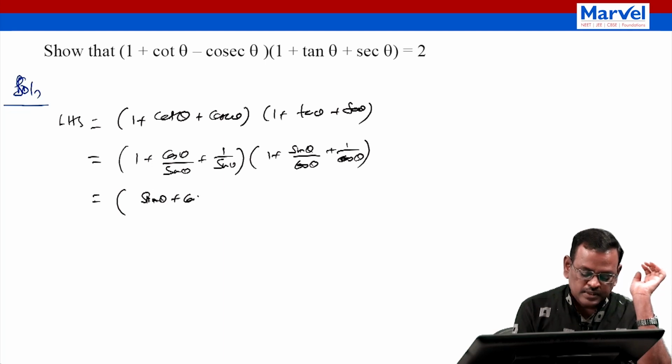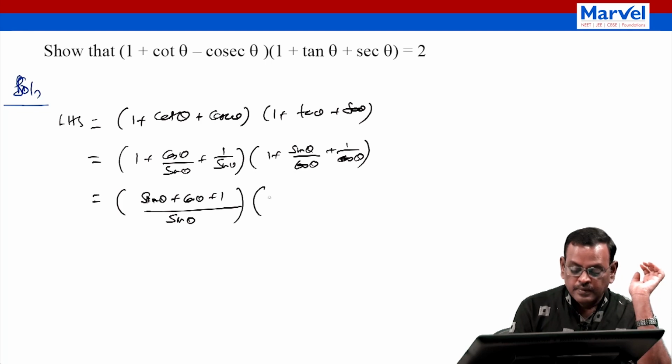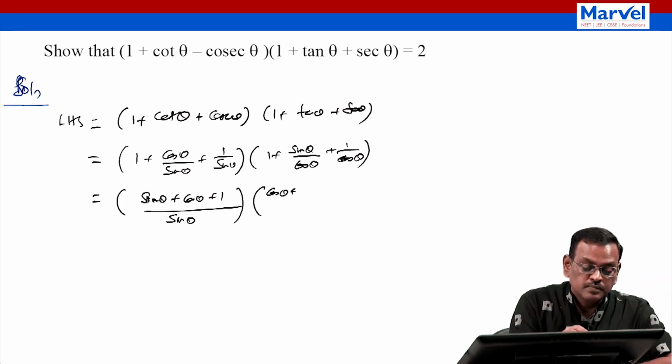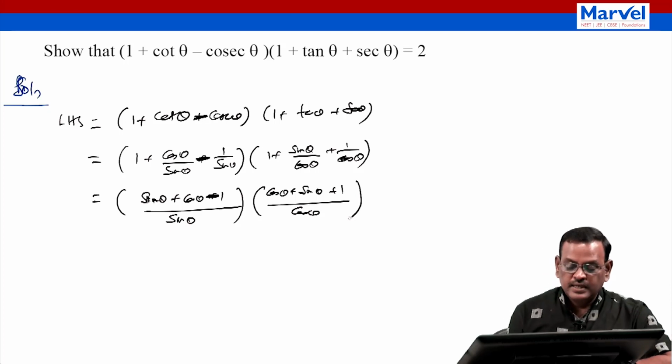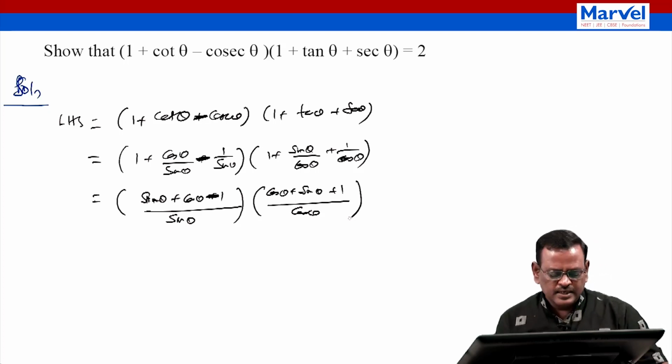Sin theta plus cos theta plus 1 by sin theta cos theta, minus, minus, minus, minus, cos theta plus sin theta plus 1 by cos theta. Now take 10 seconds, check is there any simple technique possible.